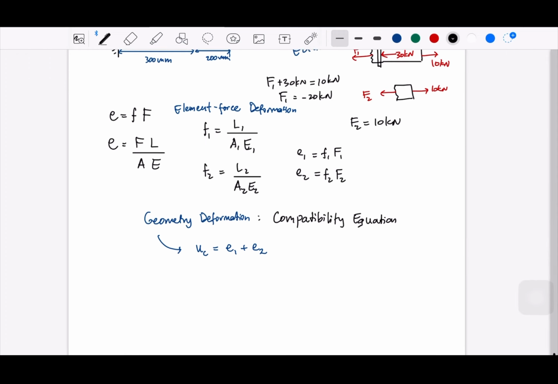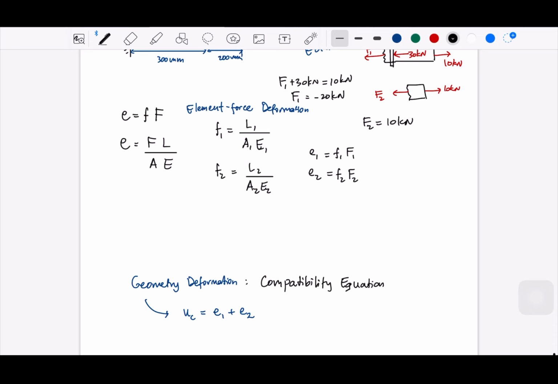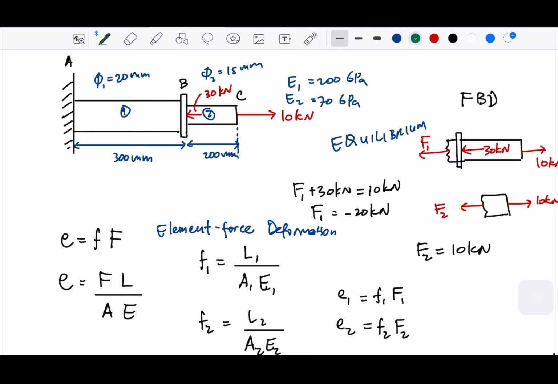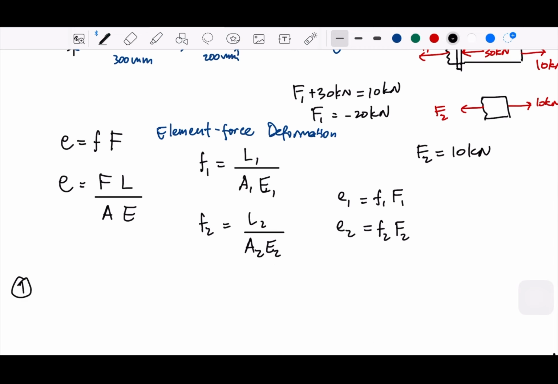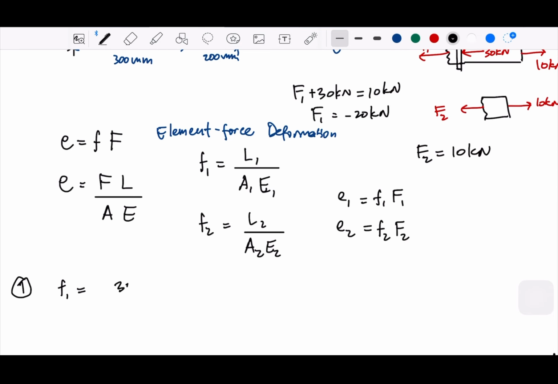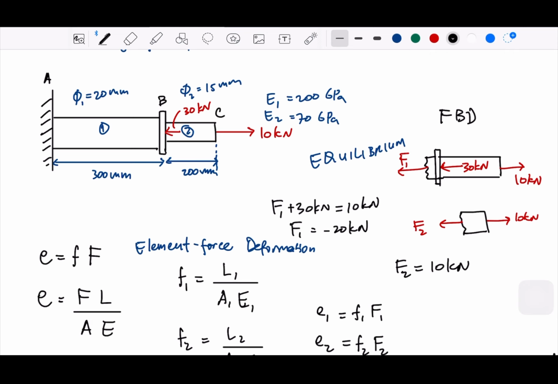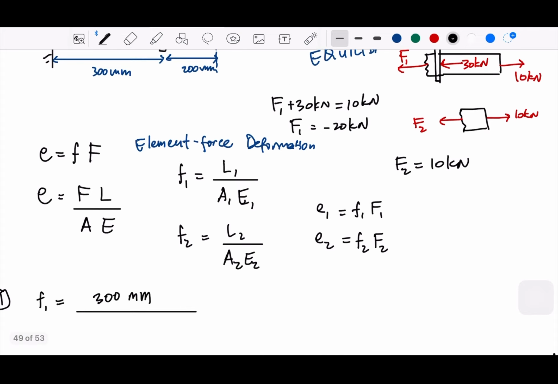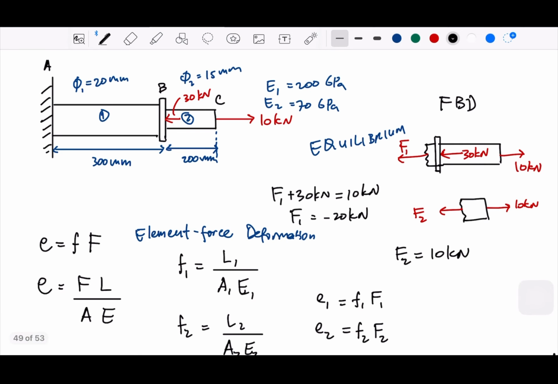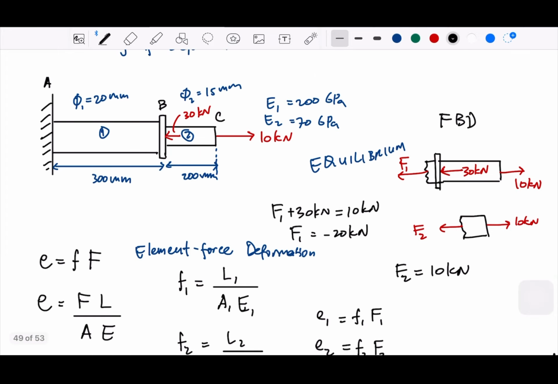But I think I haven't worked out the numbers. So let's input the numbers. Let me take space. Okay, we begin with the first bar. If we would like, we can start with this f, small f. L1 is 300 millimeter. And then what is the area? Area is 20 millimeter diameter, so pi times 10 millimeter squared, right? And then E1 is 200 GPa.